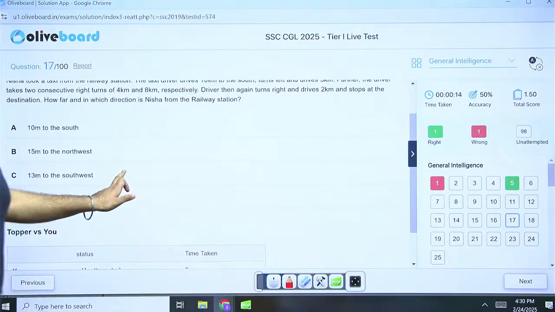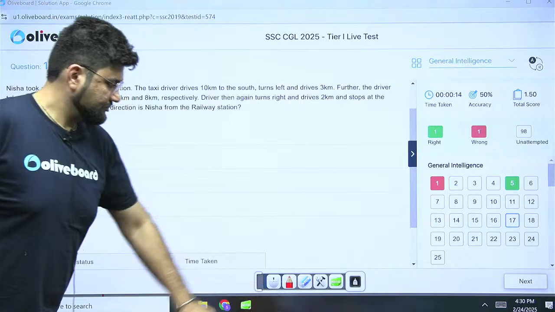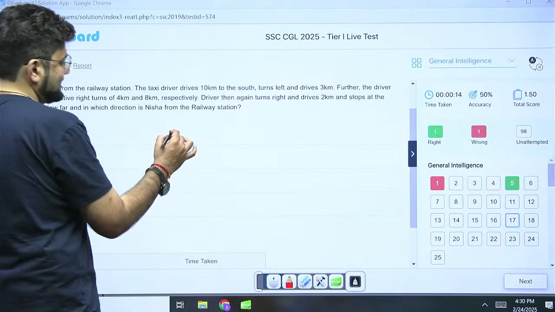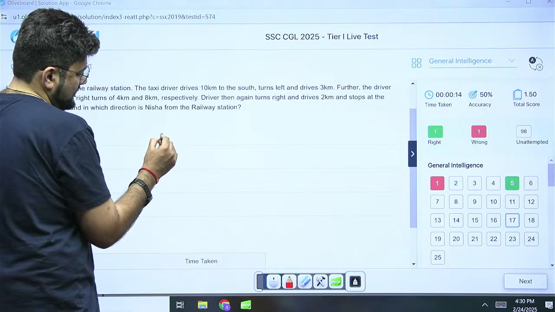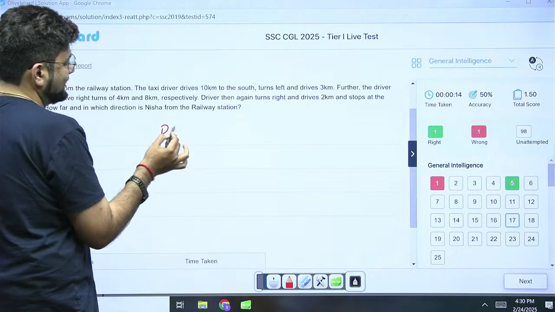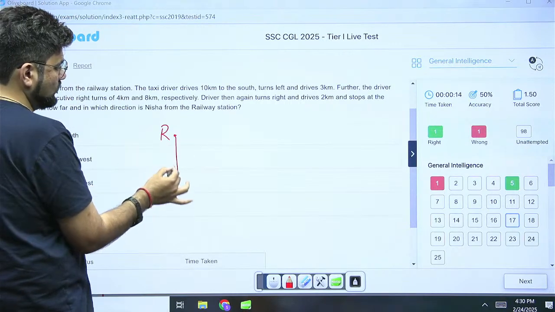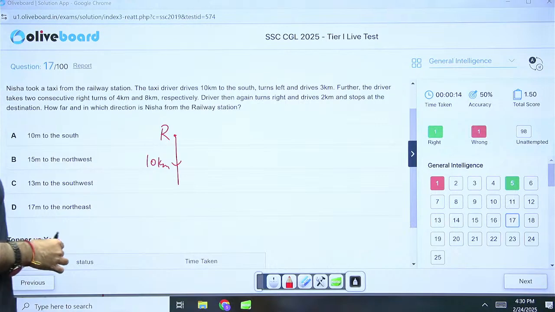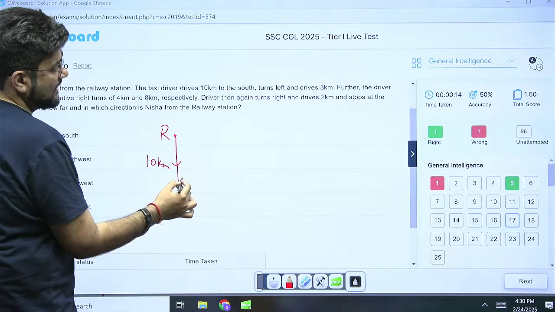Okay, let's come back here. Try this one. Now, Nisha took a taxi from the railway station. The taxi driver drives 10 kilometers to the south. So, let us keep this as the railway station. And the taxi driver starts 10 kilometers to the south. You draw this. Then turns left this side and drives 3 kilometers.